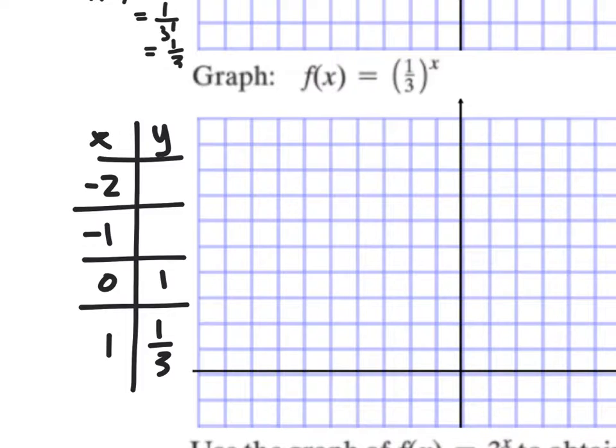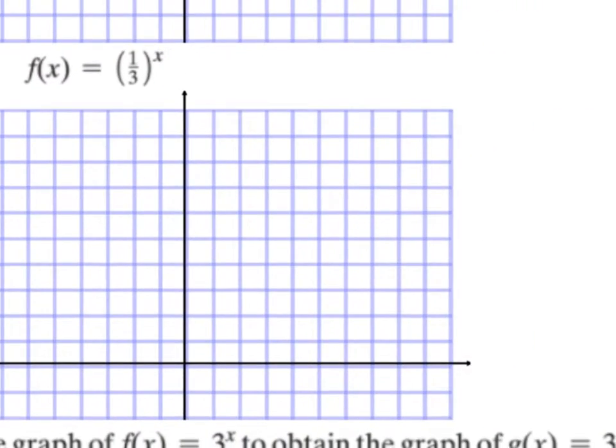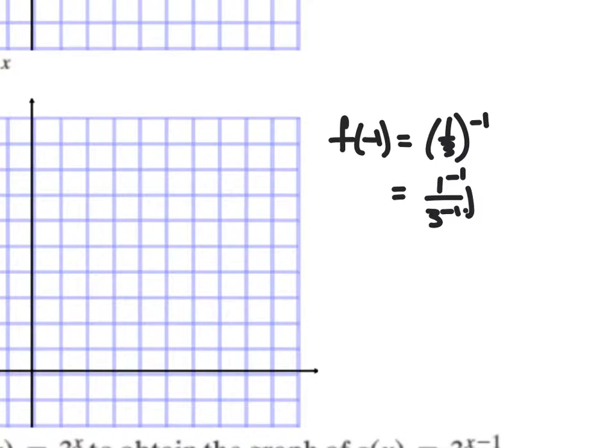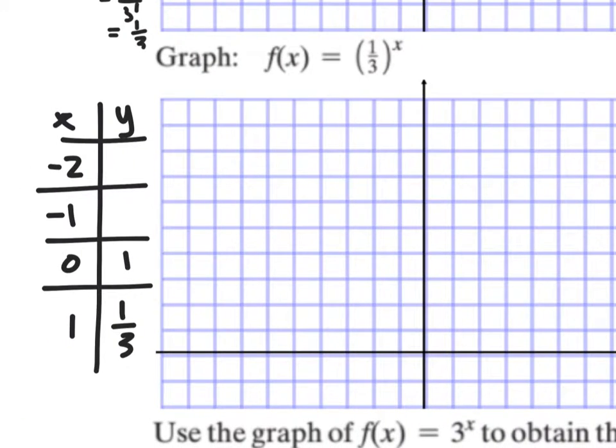Let's talk about what happens when I plug in -1 and -2, and hopefully we have some room. Let me do f of -1 here. If I do 1/3 to the -1, what I'm really doing is taking 1 to the negative first power over 3 to the negative first power. For me to make those positive, I just reverse and flip my fraction, and that's going to give me 3 over 1. So 3 to the first power over 1 to the first power is just 3. When I plug in -1, I get a value of 3.